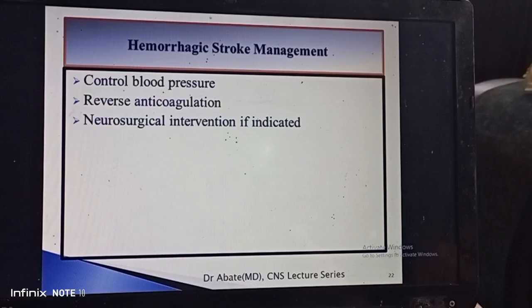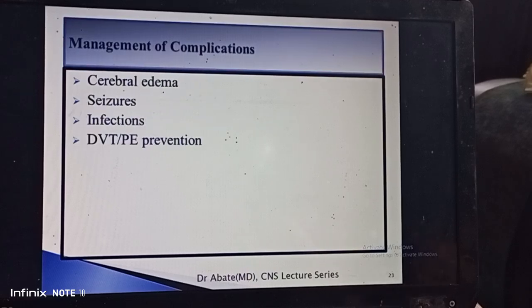This group of patients has a good prognosis. So the other important thing we have to discuss here is about the management of the complication. Any patient with stroke might present with a complication like cerebral edema. Cerebral edema is the most important complication of stroke. So you have to manage the cerebral edema.